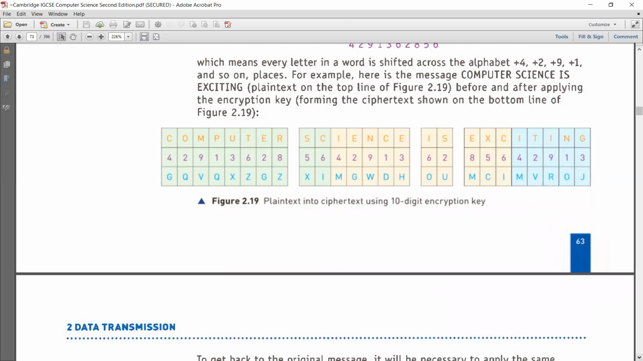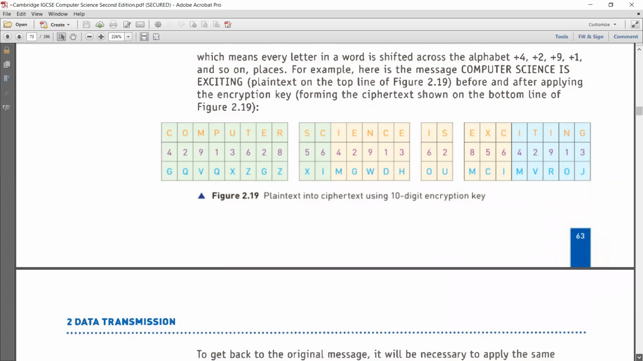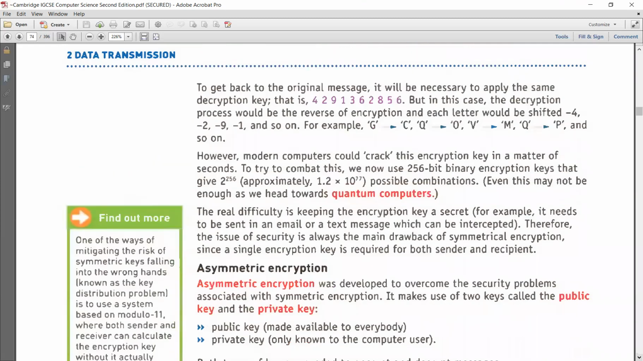So which method is easier? Which method is actually more secure? It is definitely asymmetric encryption. So inshallah, you'll be able to manage this chapter number 2 very easily, and you'll be able to do it very well.